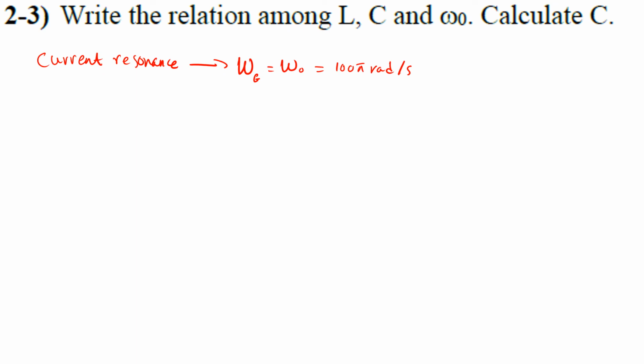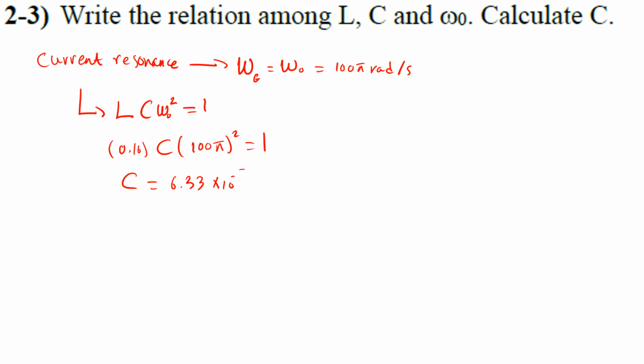Okay, so omega 0, the proper frequency, is equal to the frequency of the generator, and we found that the frequency of the generator was 100 pi from the previous part. Now, also for current resonance, we can say that LC omega 0 squared is equal to 1. We found L is 0.16 henries, C is an unknown, and omega 0 is 100 pi, squared, equals 1. Calculating C, we will get 6.33 times 10 to the power of -5 farads.